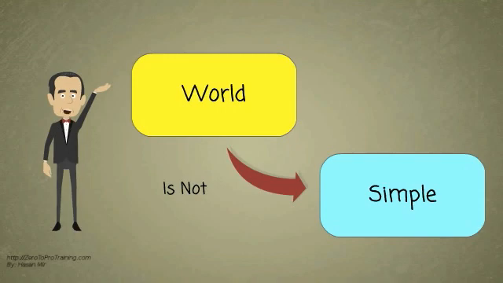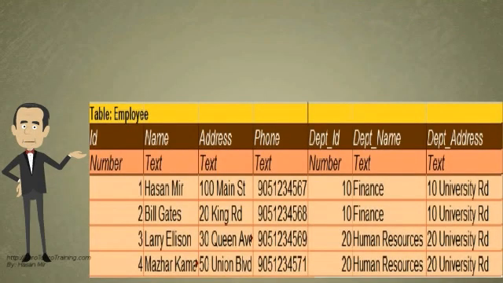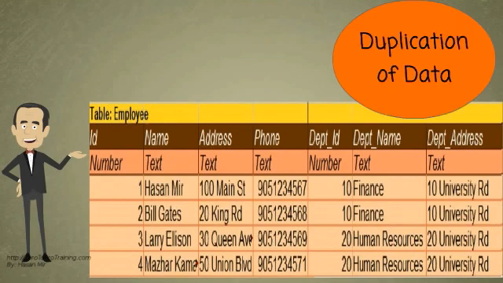However, in reality, the world is not that simple. Complex relationships exist between entities. One way would be to add department table columns in the employee table. Here, the first two employees belong to department 10, and the last two to department 20. But this would create data duplication, which is not efficient.